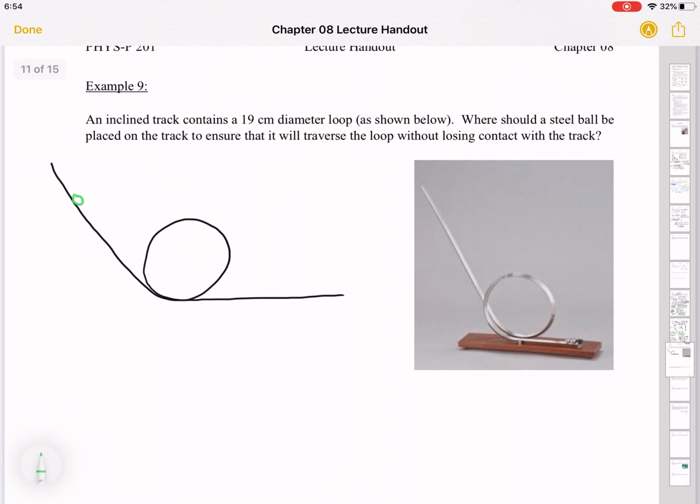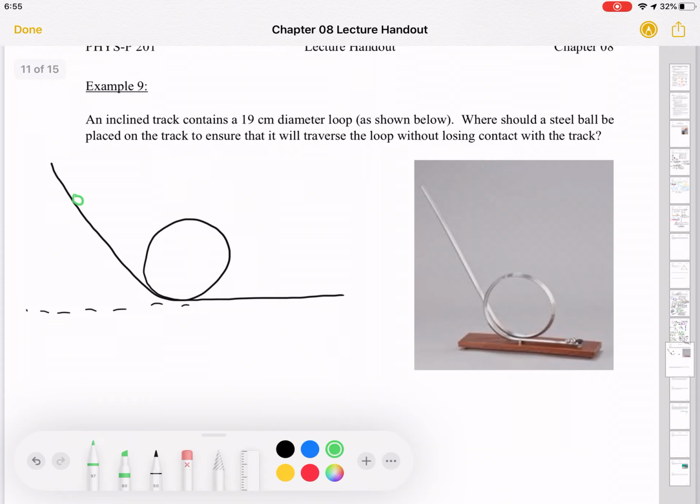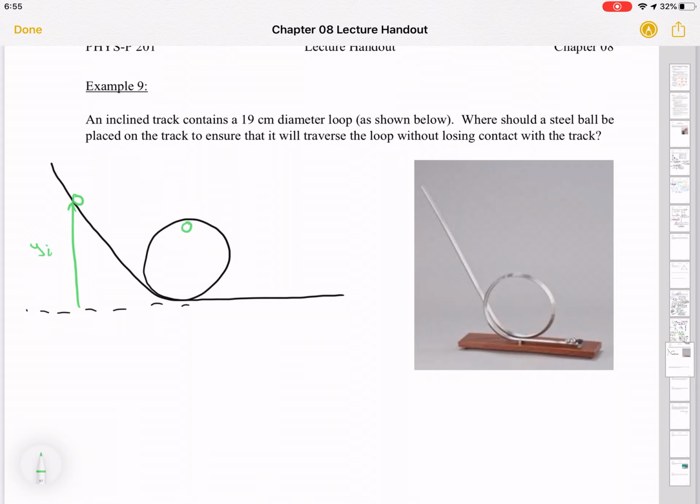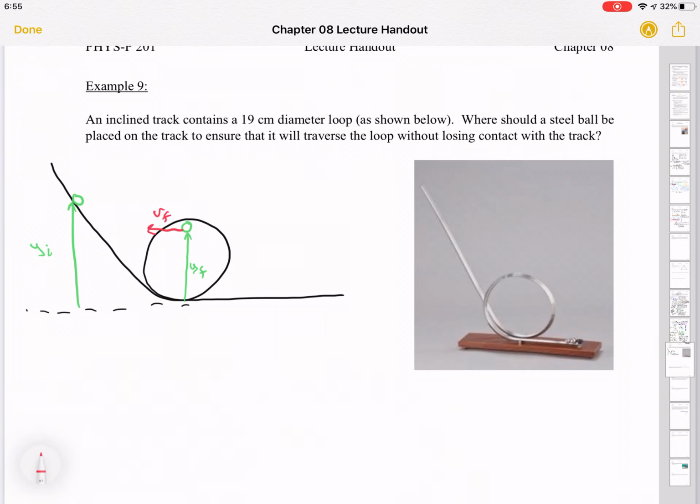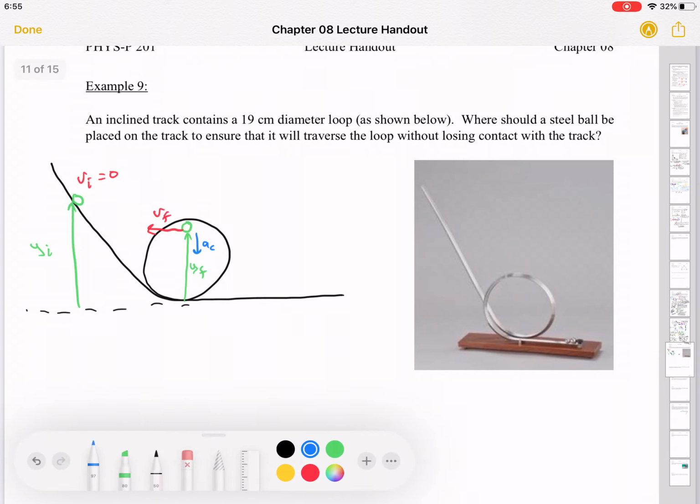I'm going to have to start a little higher so that when I get to this point, so let's call this, that'll be y initial. And we'll put the ball here and call that y final. And at that point, it needs to have velocity. There's V final. V initial is 0. And that V final needs to give it that centripetal acceleration. All right? So it's a conservation of energy question.